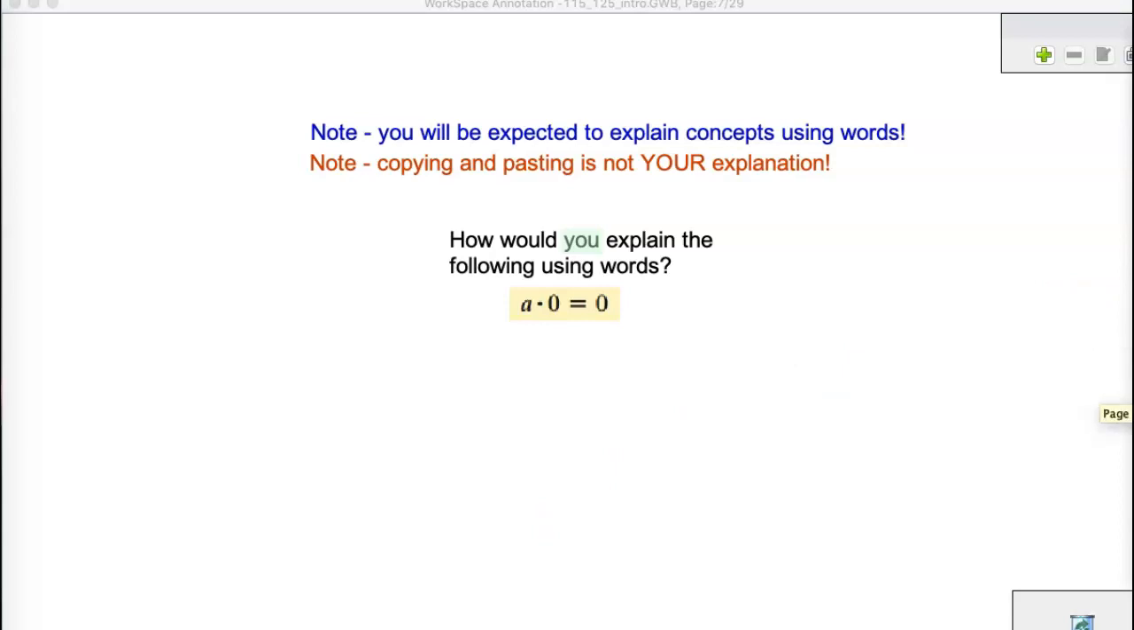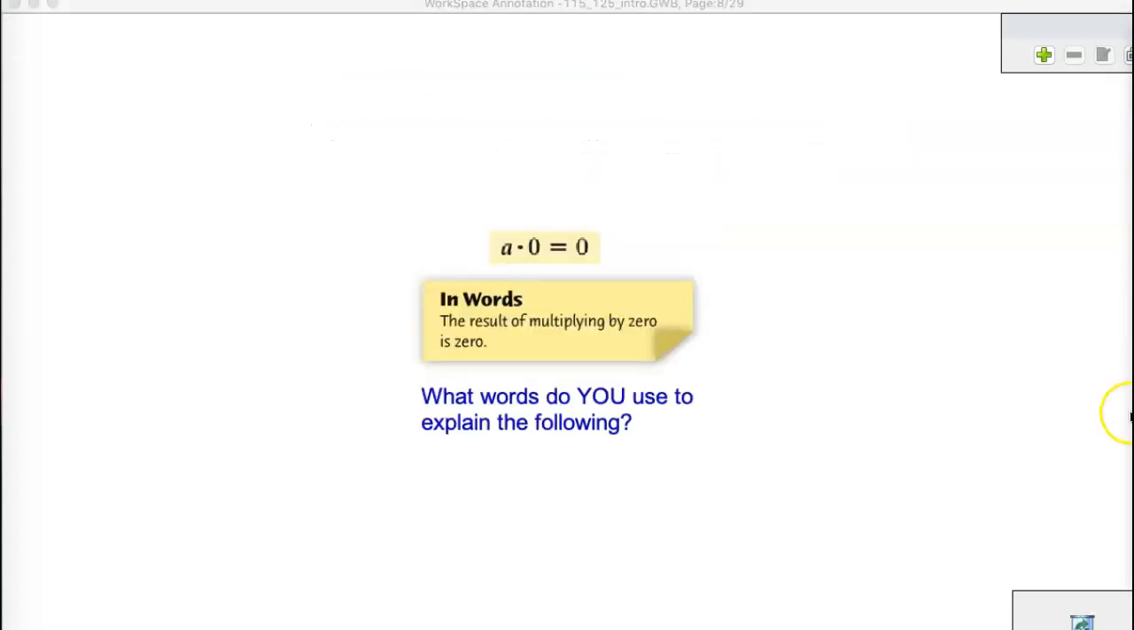Think about it. Okay, well, this is what the text said. The result of multiplying by 0 is 0. Okay. So again, what would you say?